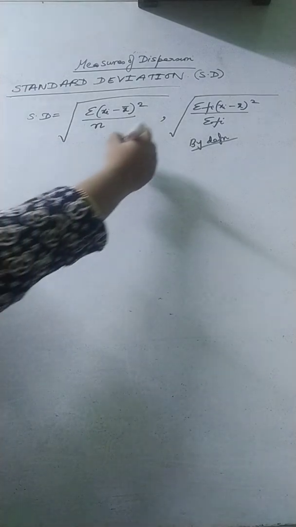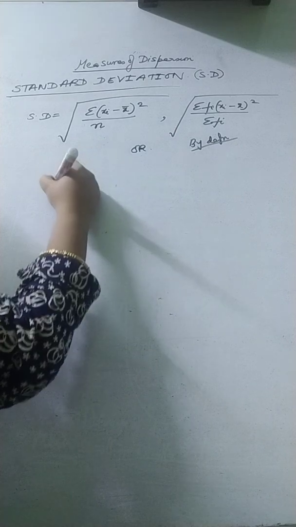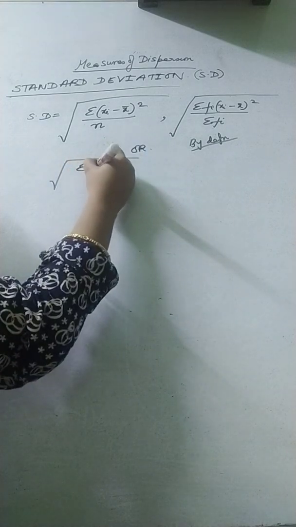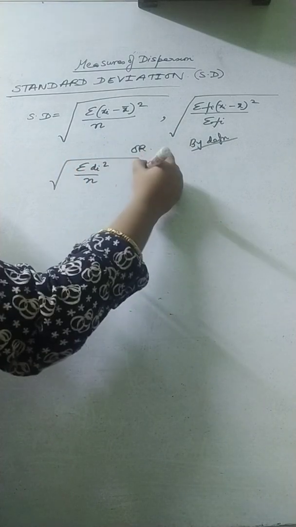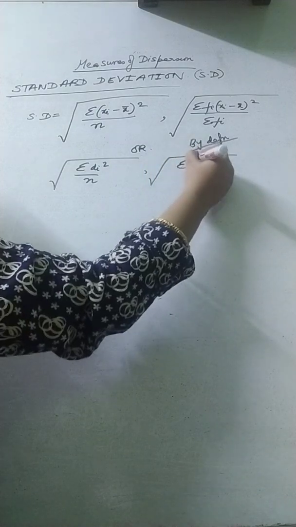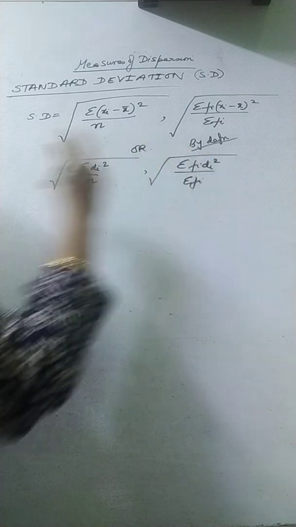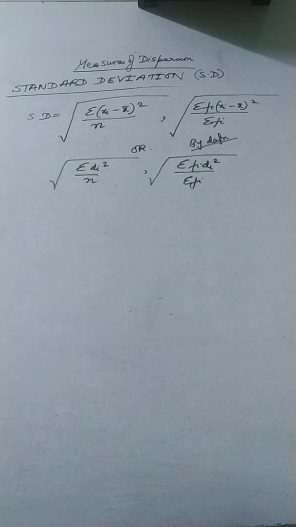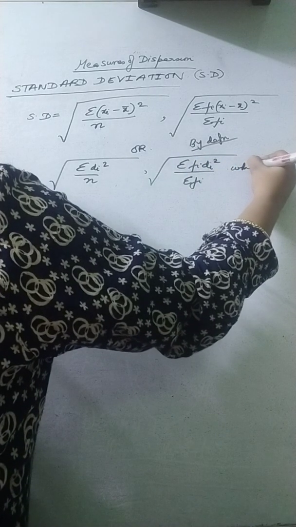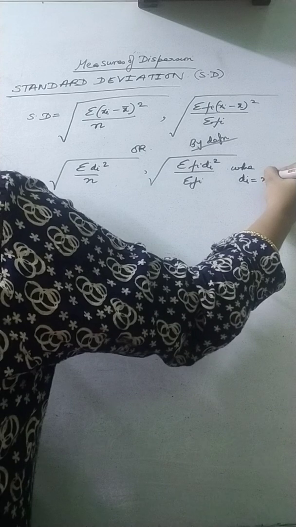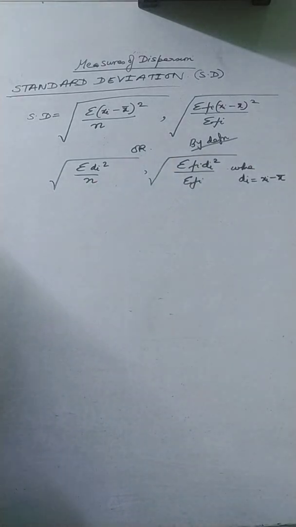In fact, in short, you can also write it as root over of summation di square by n, and root over of summation fi di square by summation fi, just to make it look compact. The meaning is the same. Di stands for the deviation of the values from the mean. That means each of these di's, where di is equal to xi minus x bar. Accordingly, d1 is x1 minus x bar, d2 is x2 minus x bar, and so on.